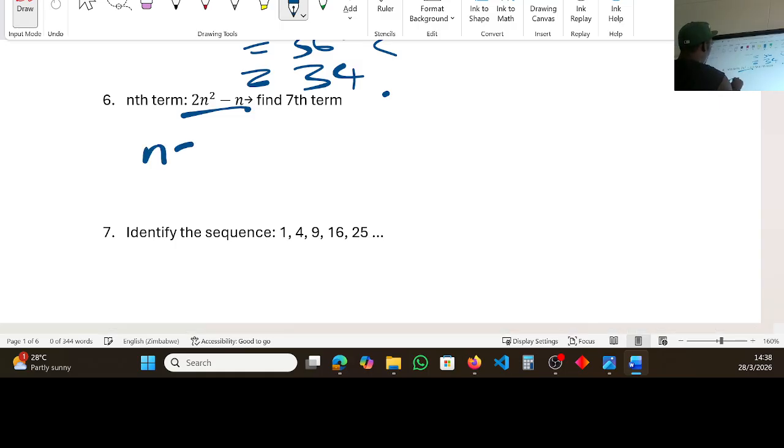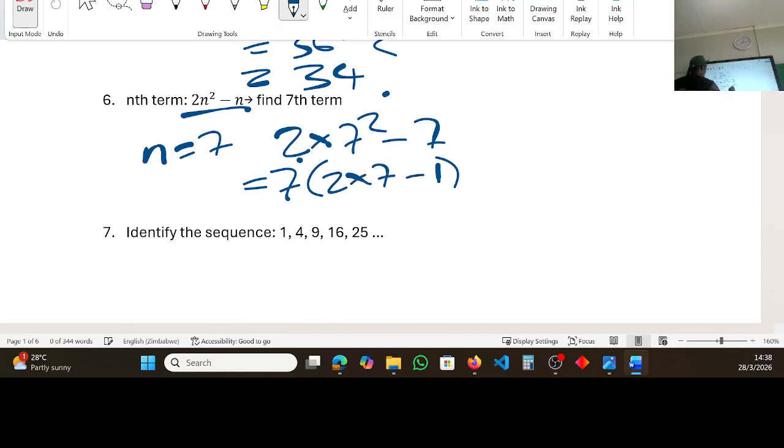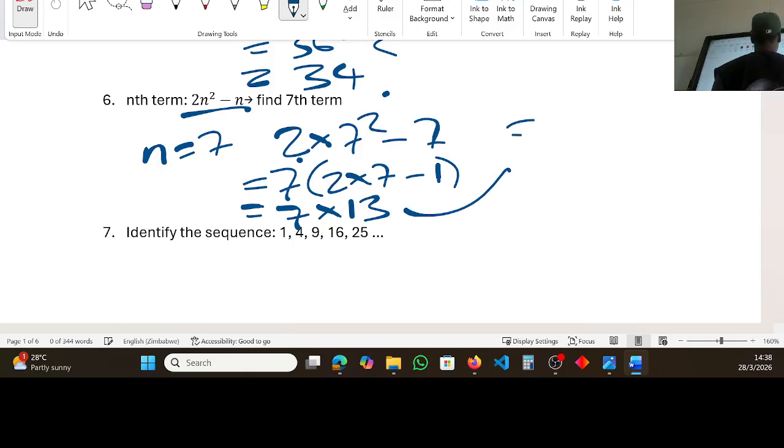Then moving to number 6, the nth term is known, it is 2n squared minus n. So we're interested in n equal to 7. So it's going to be 2 multiplied by 7 squared minus 7. When we do our simplification, we can choose to factor 7. So we end up having 7 times 2 times 7 minus 1. And when we do so, this is 14 minus 1 to give us 13. And from here, we will now get 7 times 13, which is 21 carried 2, and 7 times 1, I think our result is 91.